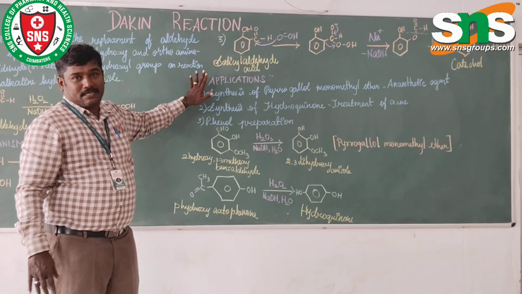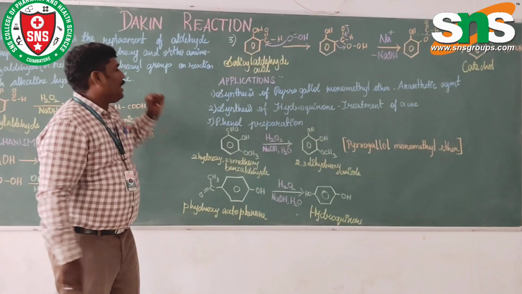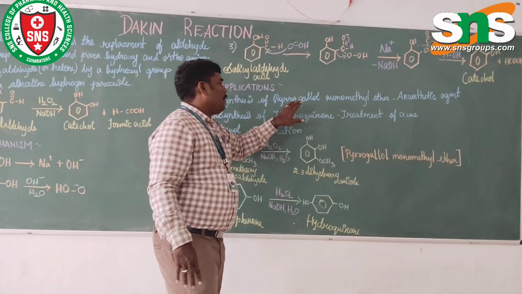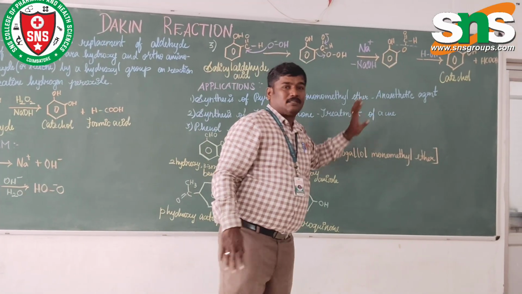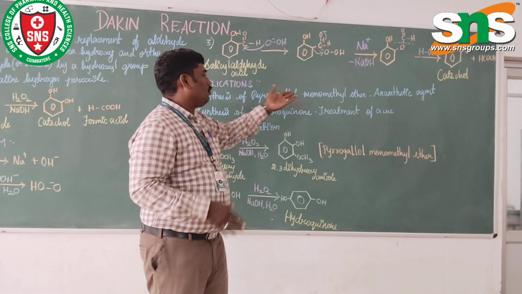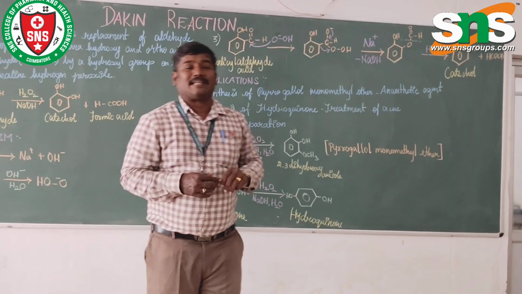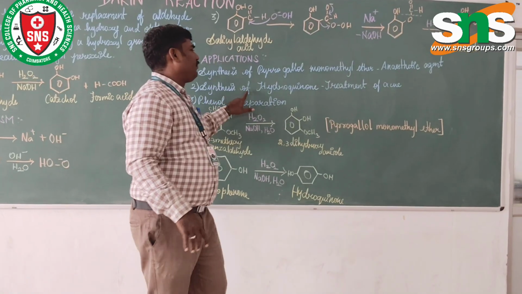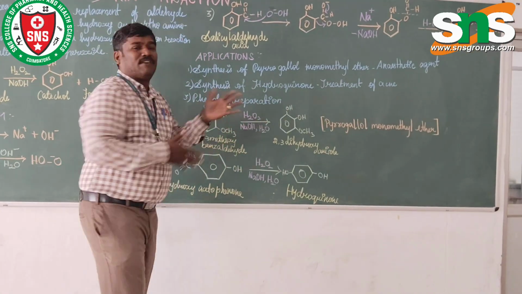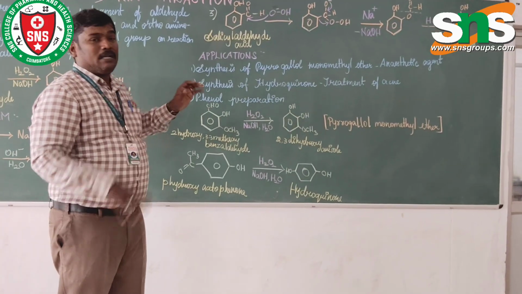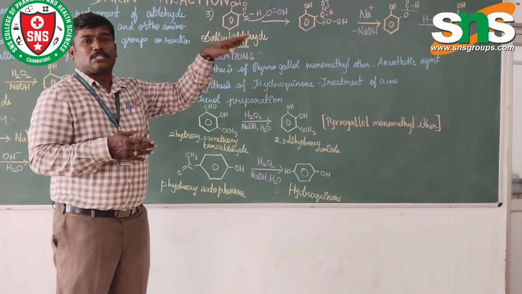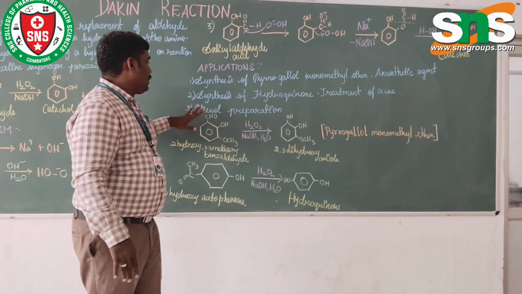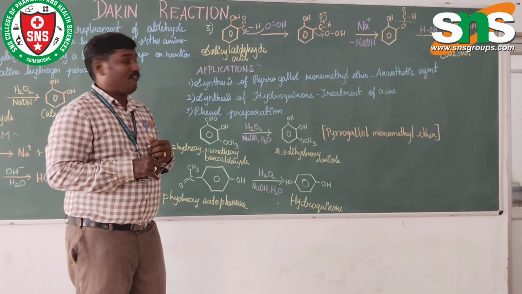So what are the applications of this Dakin reaction? First, it is useful for the synthesis of pyrogallol monomethyl ether. What is this pyrogallol monomethyl ether? It is used as an anesthetic agent. The second is the synthesis of hydroquinone, that is, to the benzene ring, in the first position and the fourth position, a hydroxyl group is present, which means it is hydroquinone. It is also useful for the preparation of phenol.